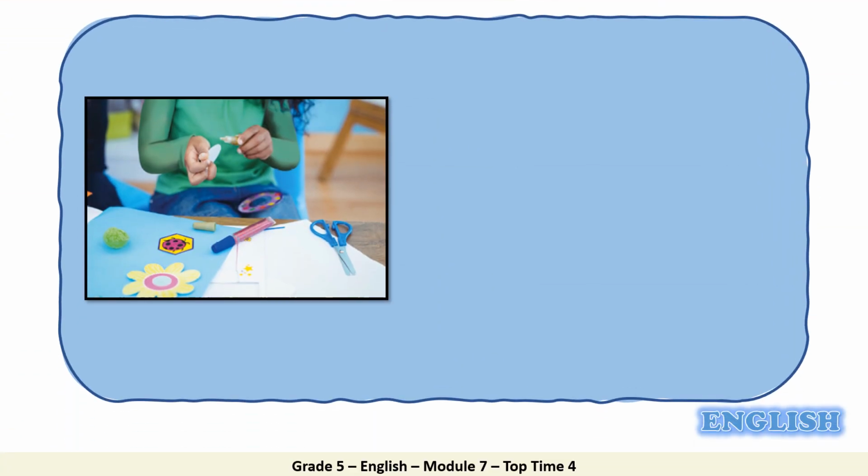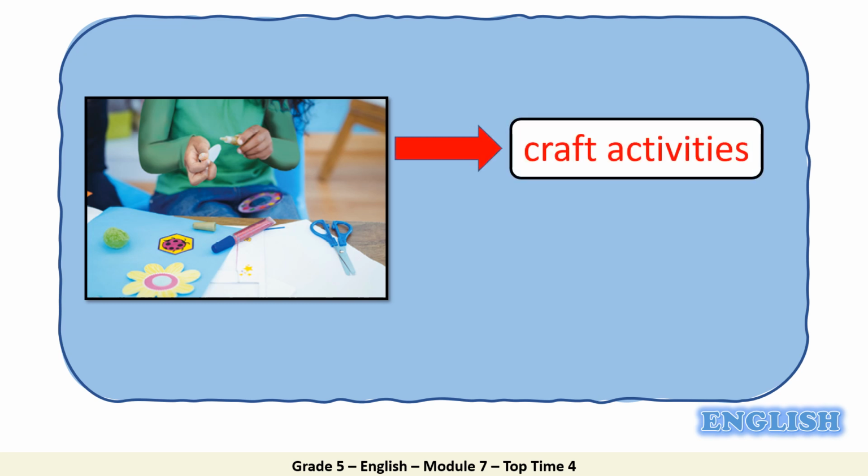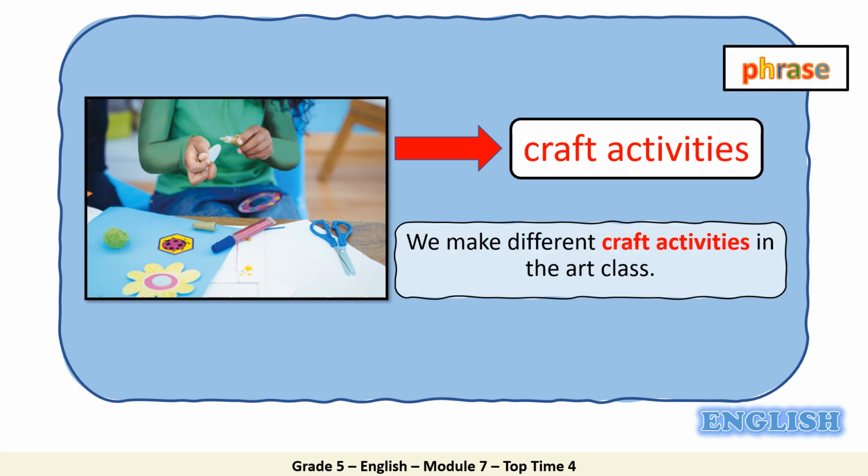In this picture, you can see a girl using many tools. She is using glue, papers, scissors, and other things. Why is she using them? Well, she is making craft activities. Craft activities is a phrase. For example, we make different craft activities in the art class.